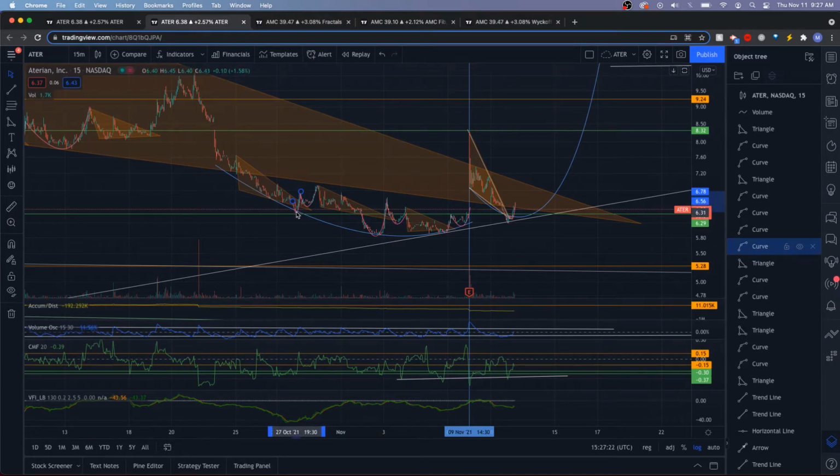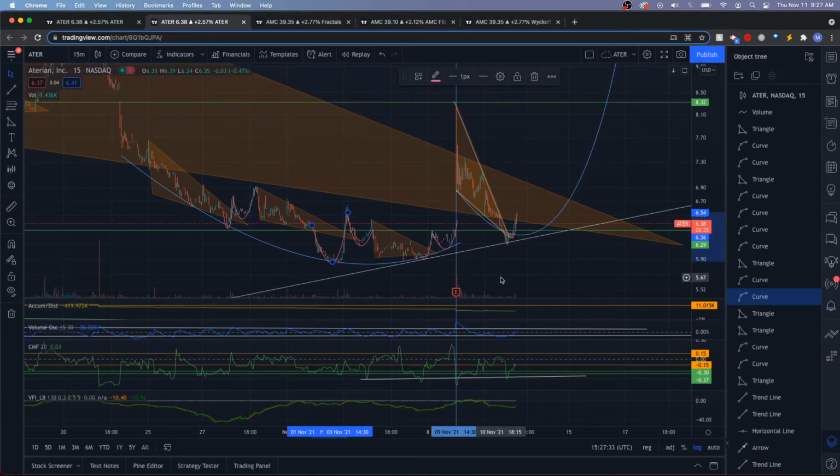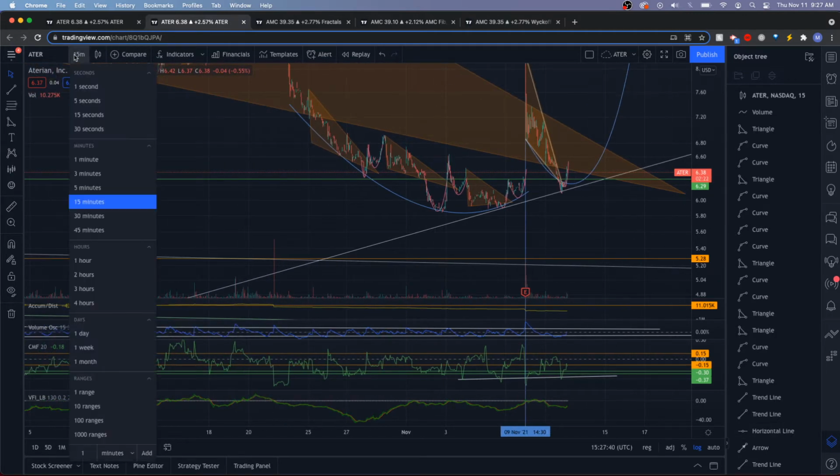I drew down on these a little farther on some of them, but if you look at it, it pretty much just kissed that line every time. So when I'm looking at this, I'm not really expecting it to be knocked way down. In addition to that, if we go to a greater time span here, let's go to the 4 hour.